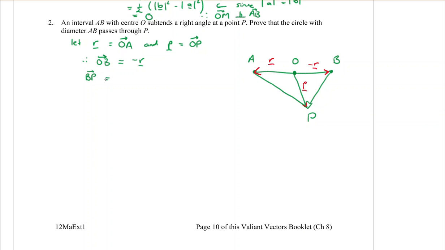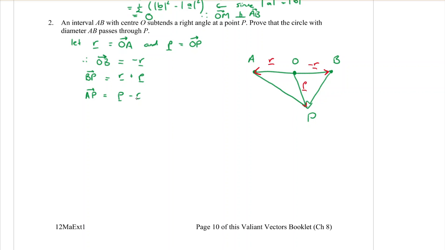Can I write an expression in terms of little r and little p for BP? Starting at the B, I would need to reverse the negative r, so it'd be a positive r, and then plus the p. Okay, so that's going to be equal to vector r plus vector p. All right, then we're going to also find an expression for AP, doing a similar thing. If I start at the A, I'm going to have to reverse the R again, going the other direction. So it's going to be negative R and plus P, or let's put the P first, P minus R.